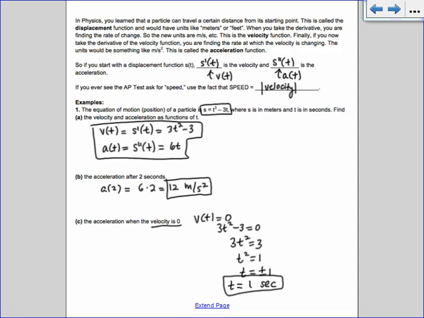All right, so the next one. We're trying to find the acceleration when your velocity is equal to 0. So this is the time when your velocity is equal to 0, so now you plug in. The acceleration after 1 second is going to be 6 times 1. So we get 6 meters per second squared. That's our answer. So it's a two-part question.